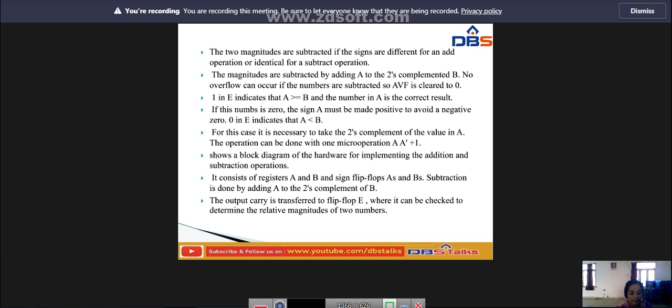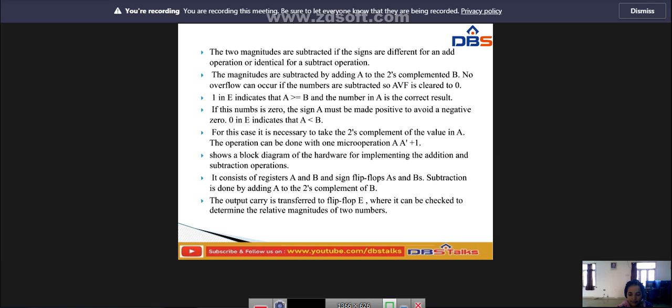So the magnitudes are subtracted by adding A to the 2's complement of B. So no overflow can occur. If the numbers are subtracted, AVF is cleared to 0. A 1 in E indicates that A is greater than or equal to B, and the number in A is the correct result. If this number is 0, the sign of A must be made positive to avoid a negative 0. A 0 in E indicates that A is less than B.